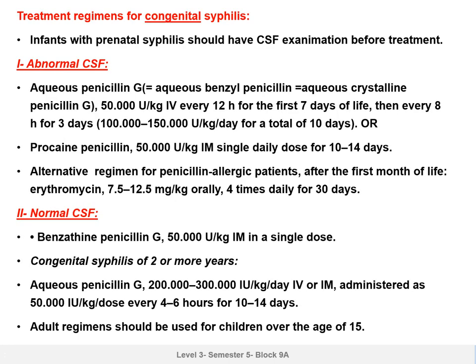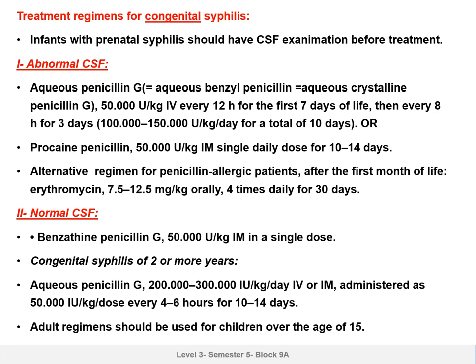Treatment regimen for congenital syphilis. If abnormal cerebrospinal fluid: aqueous penicillin G 50,000 international units per kilogram intravenous every 12 hours for the first 7 days, then every 8 hours for 3 days, or procaine penicillin. If normal cerebrospinal fluid: benzathine penicillin 50,000 units per kilogram intramuscular in a single dose.